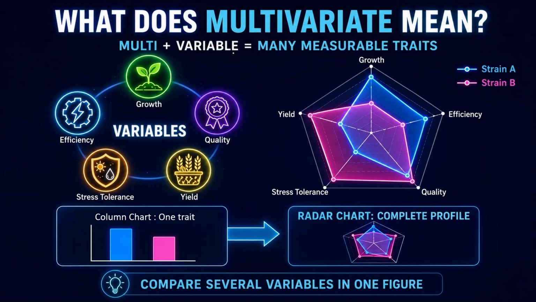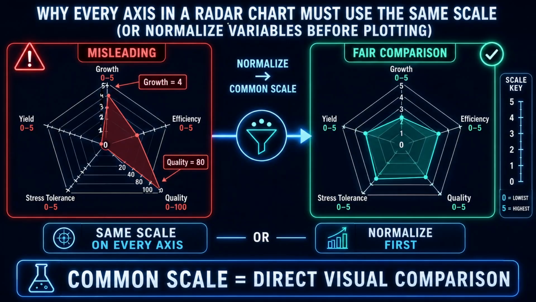Now, what does multivariate mean? The word multivariate combines multi, meaning many, and variable, meaning a measurable trait. Here, growth, efficiency, quality, stress tolerance, and yield are 5 different variables. A column chart compares one trait at a time, whereas a radar chart displays all these traits together. Therefore, it gives us a complete profile and helps us compare strain A and strain B across several variables in one figure.